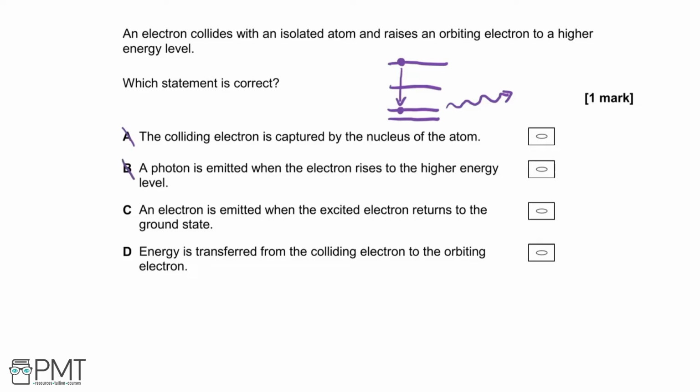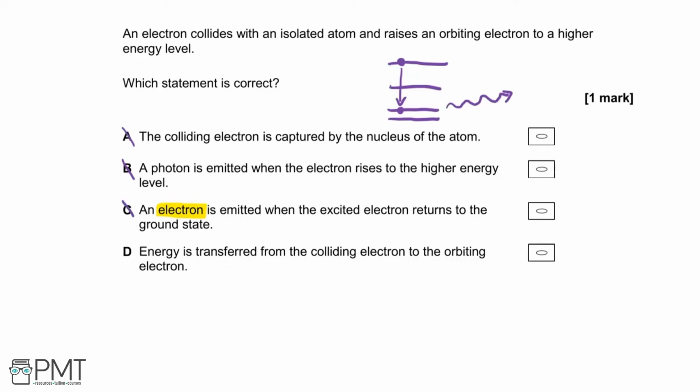An electron is emitted when the excited electron returns to the ground state. Now this would almost be true if we replaced this word electron with photon, as we saw in option B. A photon would be emitted due to the conservation of energy, but the idea that you'd emit an extra electron out of nowhere just doesn't make sense. So C is also incorrect.